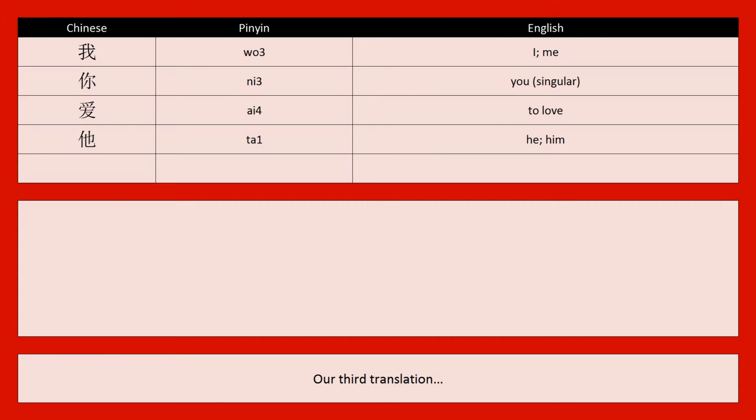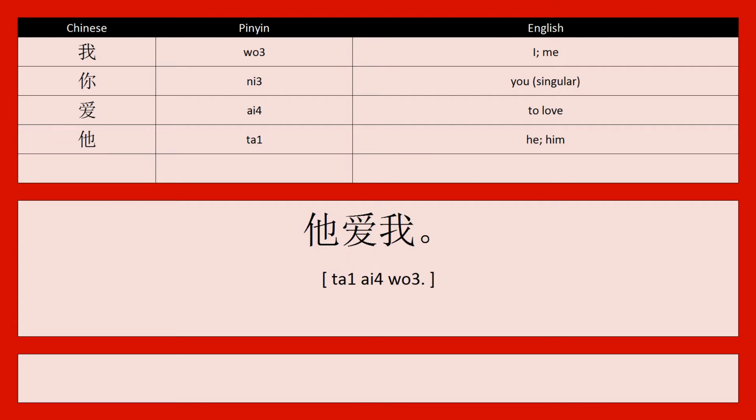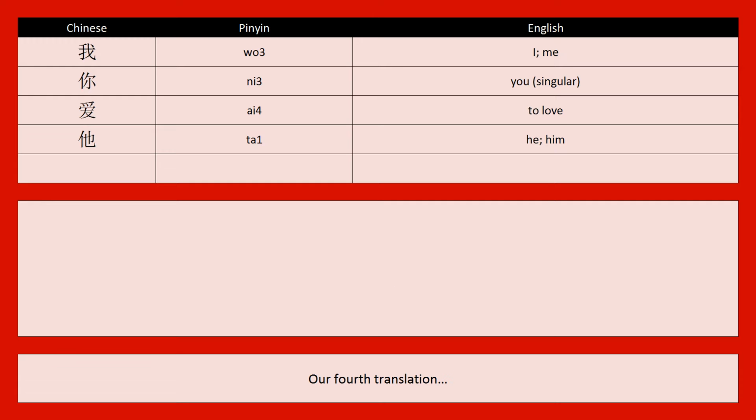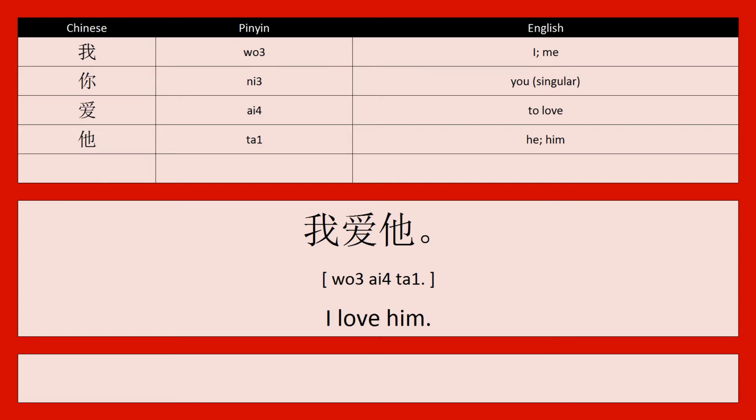Our third translation. 他爱我. 他爱我. He loves me. Our fourth translation. I love him. 我爱他. 我爱他.